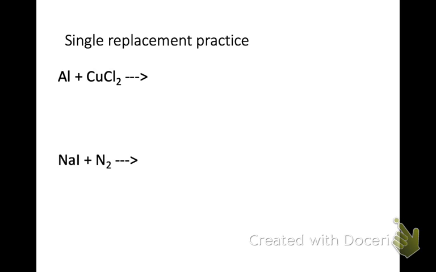The first thing we want to do is identify our positive and our negative ions. Aluminum is positive, copper is positive, and chlorine is negative. In the first example, aluminum and copper will trade places because they are both positive ions. Aluminum is going to pair up with chlorine, and copper will be left alone.